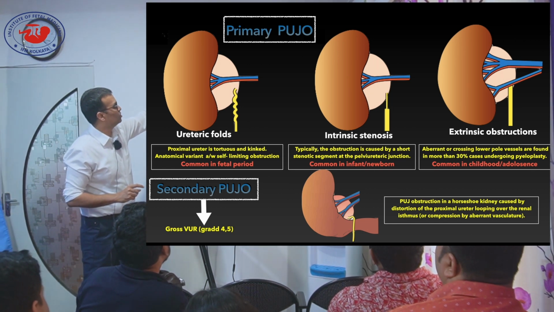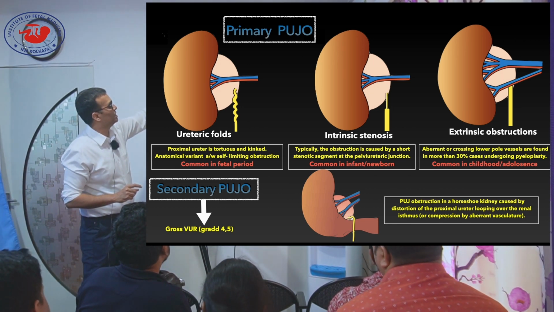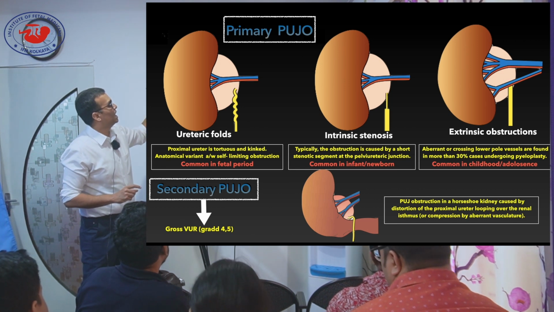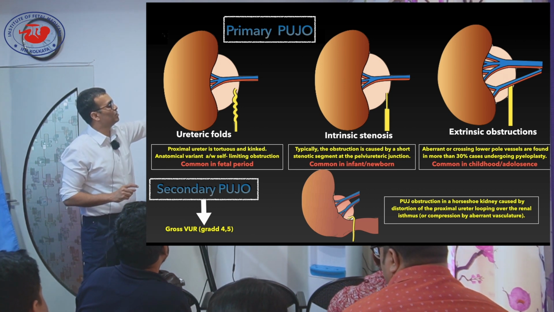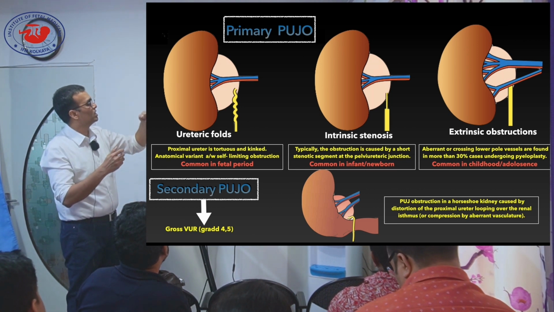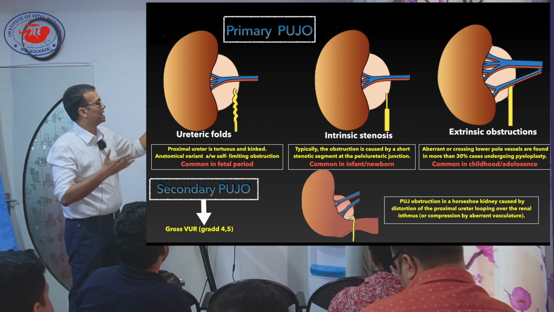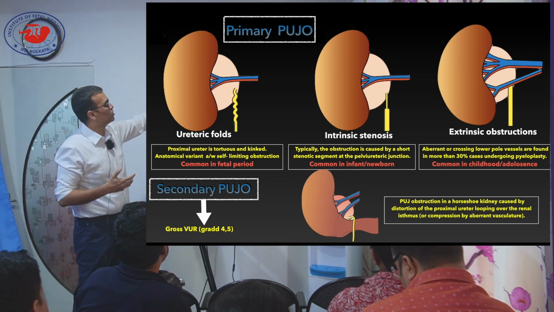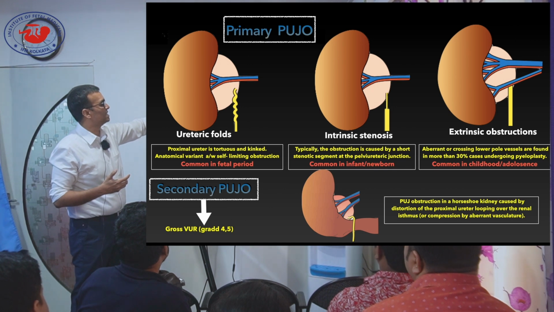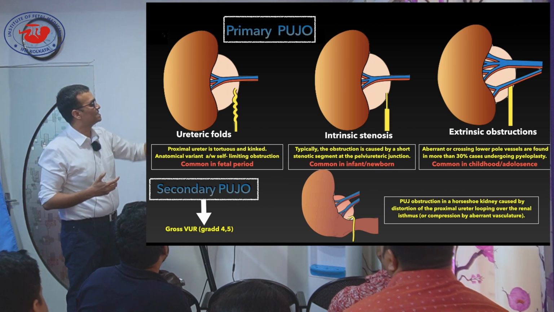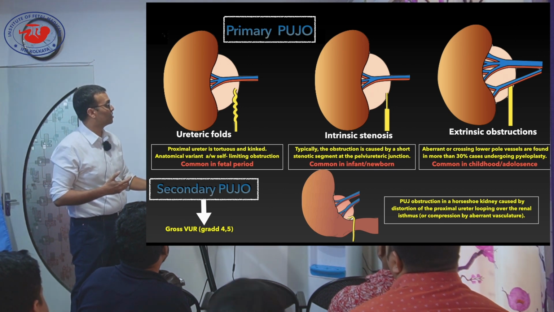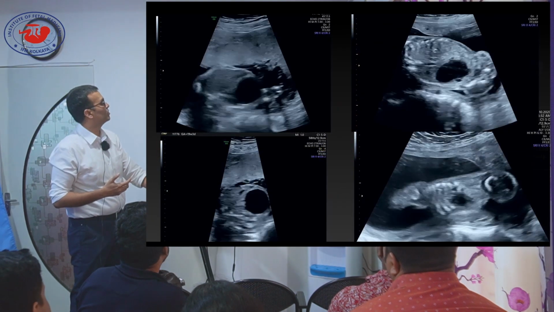So when we talk about PUJ obstruction in fetal life, it is mainly because of the ureteric folds, and that is the reason they are self-limiting. If that stretches out, then automatically there will be clearance. But we have to warn them that if it is persistent, there is a high chance that this fetus may require postnatal surgery at some point of time.